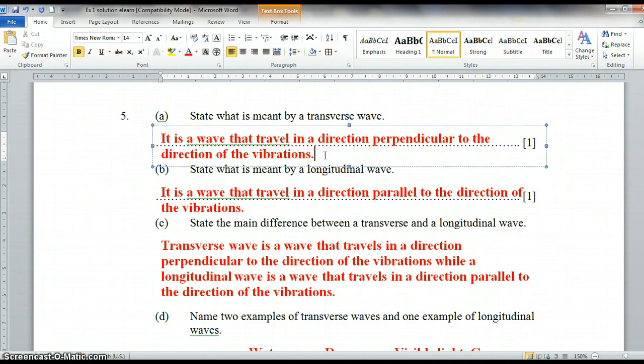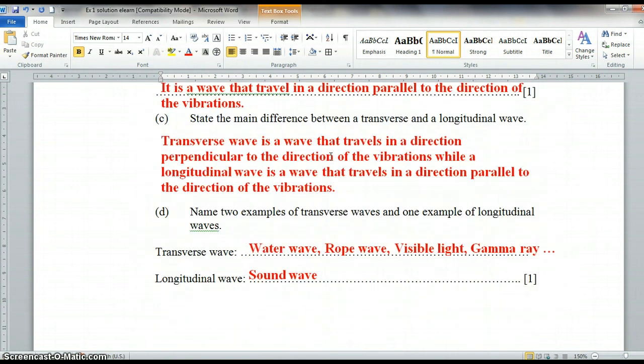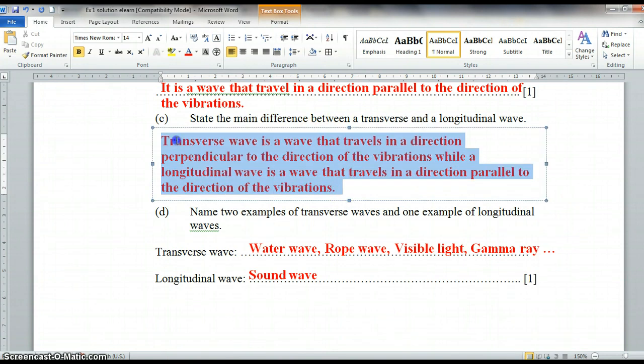It is not a wave perpendicular to a wave. It's a wave that travels in the direction perpendicular to the direction of the vibration. What is causing the vibration? So part C is a repetition of part A and part B. How would you phrase the answer if they ask you for a difference between transverse and longitudinal waves? This is how you present the answer.